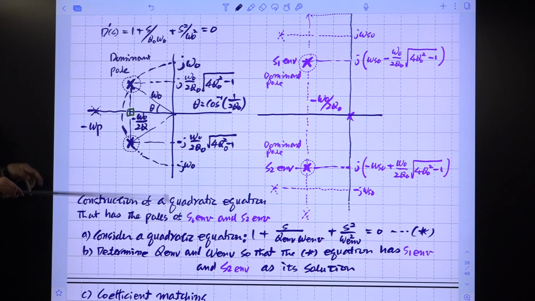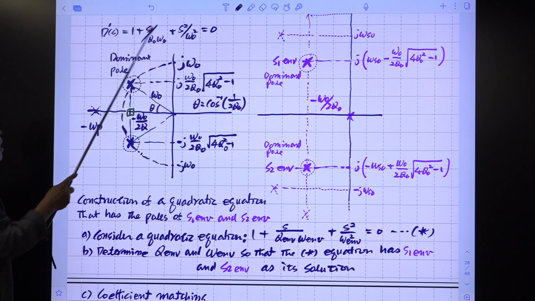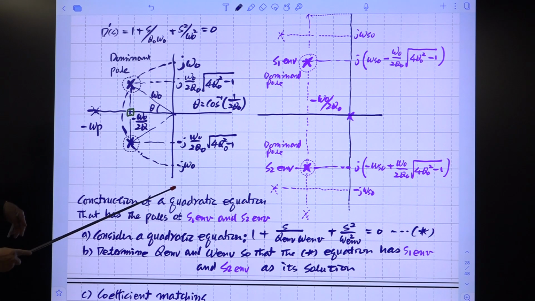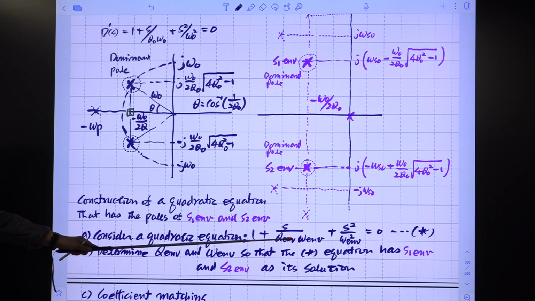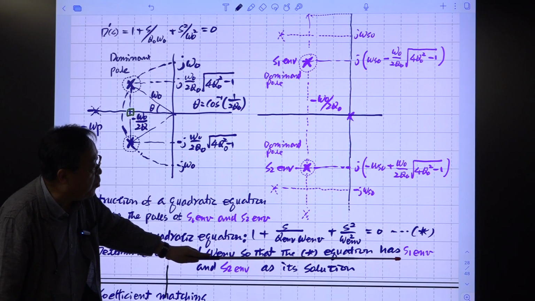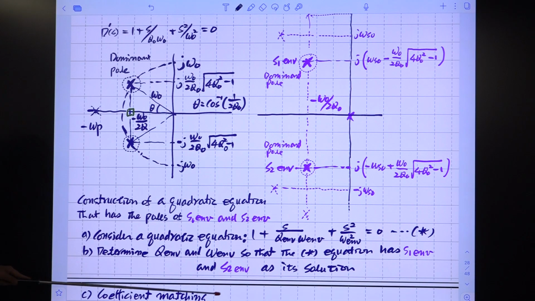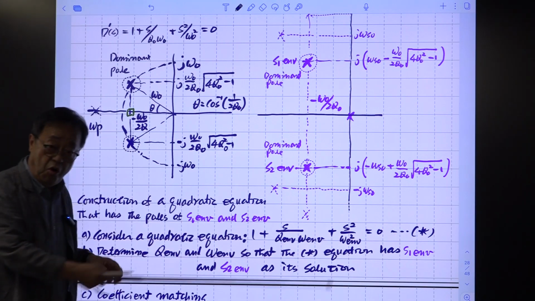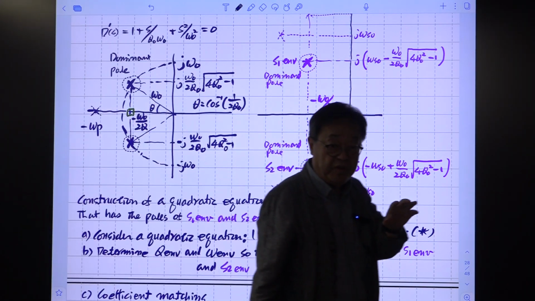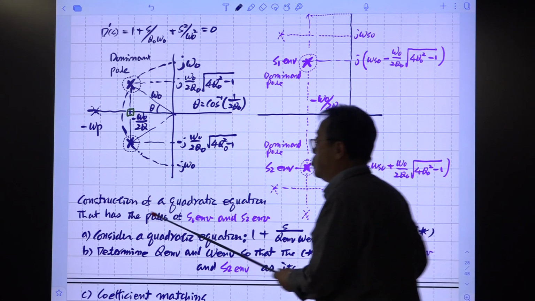Because we know everything about this second order system, the relationship between Q naught, omega naught, and pole 1, pole 2. So everything is known. So determine Q_ENV and omega_ENV so that this second order transfer function has its first pole at this point, and the second pole at this point, as its solution. Okay? Then we can think of this as the denominator of the frequency to envelope transfer function. That is the approximation. Okay, we are only taking these two dominant poles.